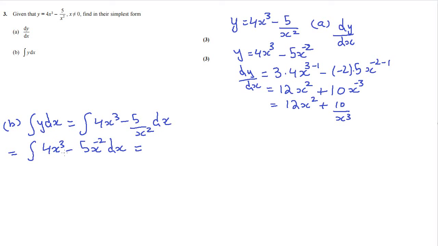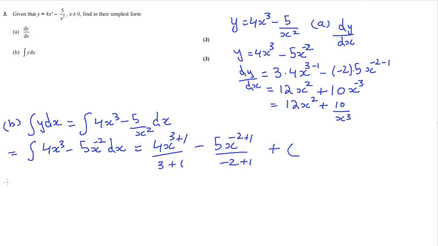There are two terms. By two terms I mean there are two algebraic terms separated by a plus or a minus, so I can individually integrate them. So let's do it individually. What we'll get is 4x to the 3 plus 1 divided by 3 plus 1, minus 5x to the minus 2 plus 1 divided by minus 2 plus 1, plus c. C is always there because there are no limits on the integral. So this is an indefinite integral, so we have to put a plus c there as well.